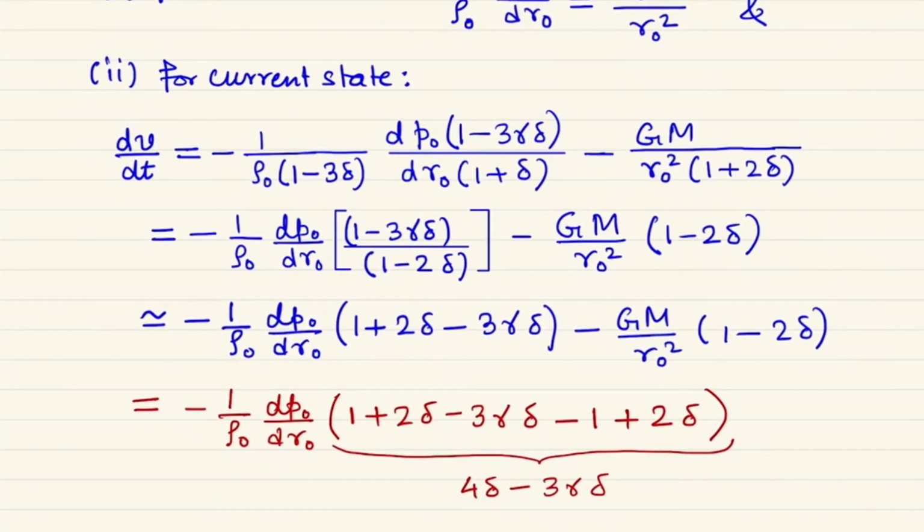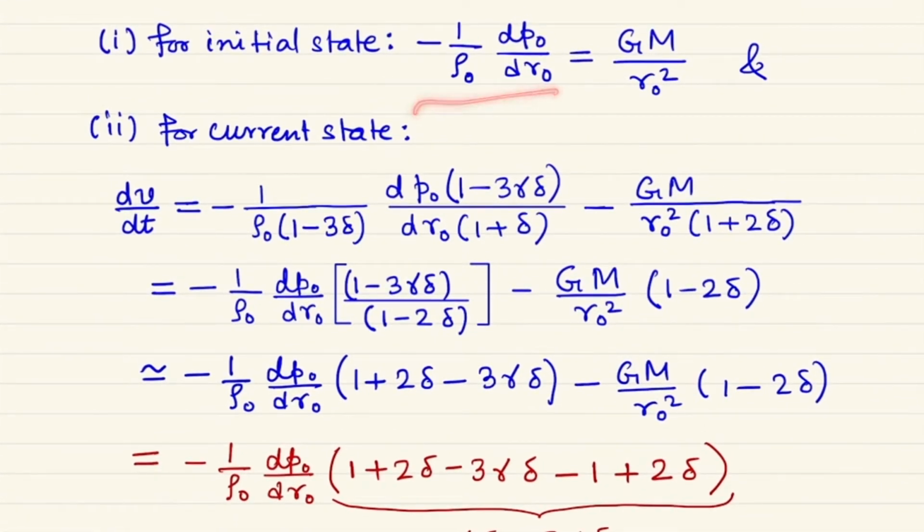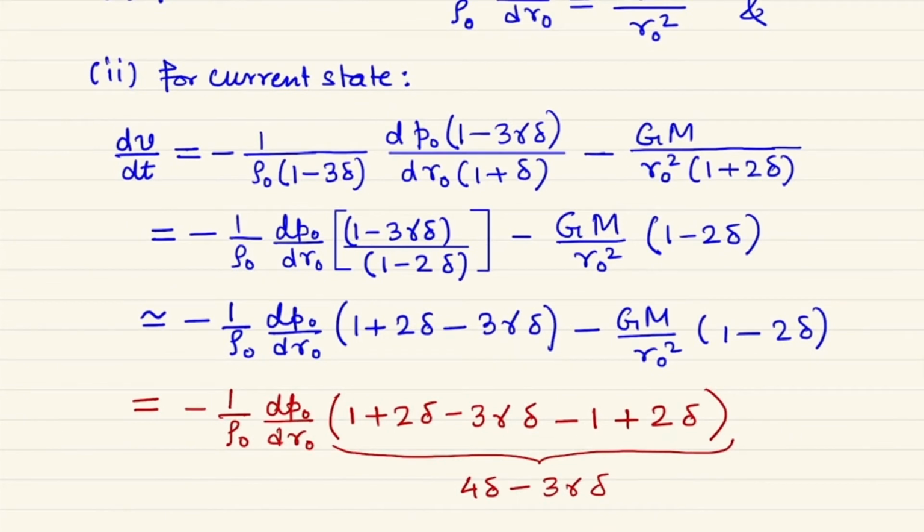We know this one is equal to this one. So finally we just replace this one by minus 1 by rho dp0 dr0, and finally we can get this whole thing dv dt will now be equal to minus 1 by rho 0 dp0 dr0, and within bracket 1 plus 2 delta minus 3 gamma delta minus 1 plus 2 delta. Okay, and what is this? This is nothing but 4 delta minus 3 gamma delta, sorry, extremely sorry, 3 gamma delta.